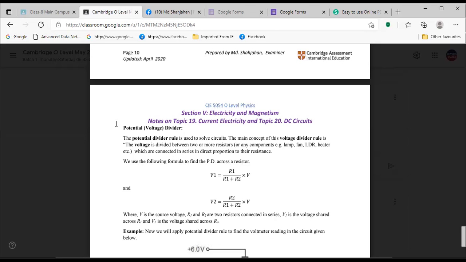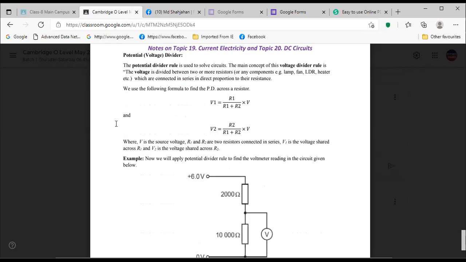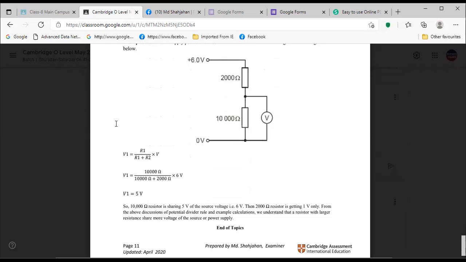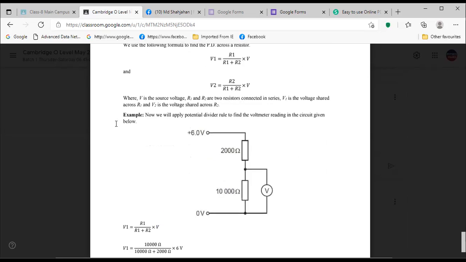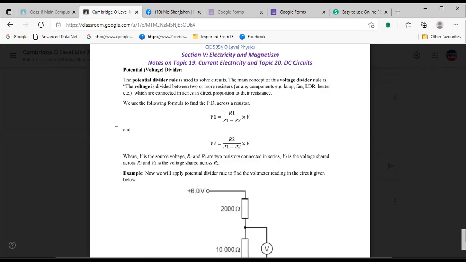Now the last part of this topic, that is potential divider circuit. Already we have this idea that in series circuit the EMF is shared among the components. Same idea we will use here. Potential divider rule works for series circuit. Is it clear?